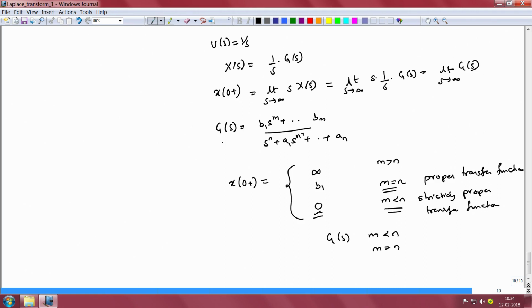Therefore, the initial value theorem has shed an important light on the structure of the transfer function, namely that the degree of the numerator polynomial m has to be less than or equal to the degree of the denominator polynomial. Having looked at the structure of g of s thus far, in the next clip we shall see what further simplifications are possible in the appearance of g of s.